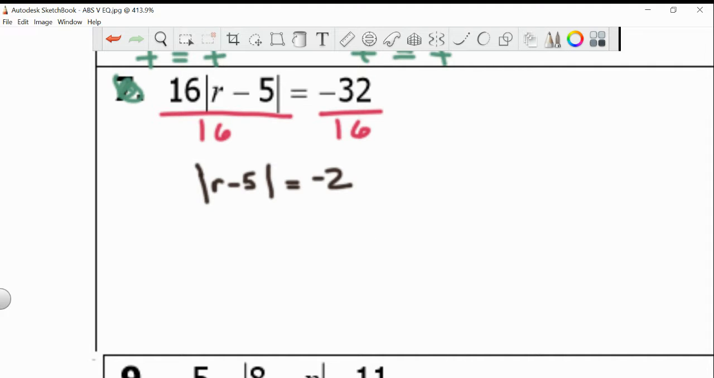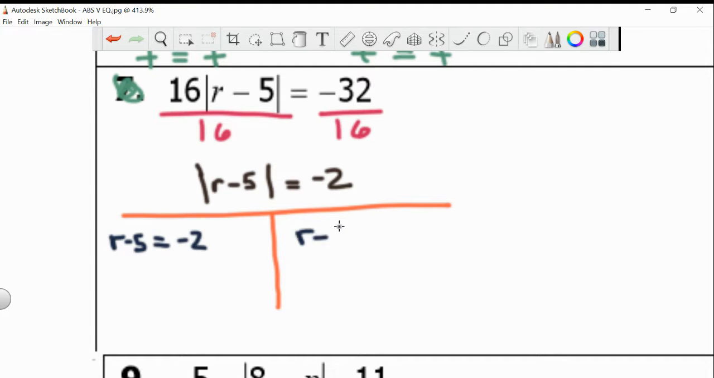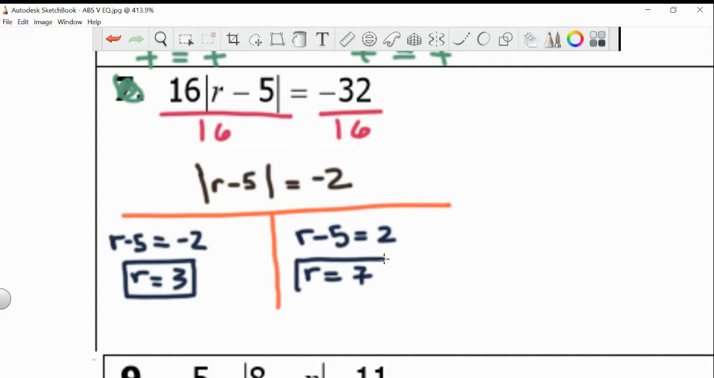Now we're isolated by ourselves. Okay, now we can do our little t-chart split. Now we can say the inside equals negative 2. The inside equals positive 2. Right? We basically are taking this answer, and then we've got one of the regular, one where we flipped it. Then we're going to need to add 5, which is going to be 3. Then we're going to add 5, which is going to be 7.